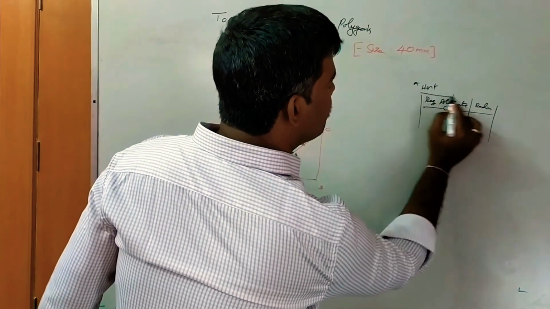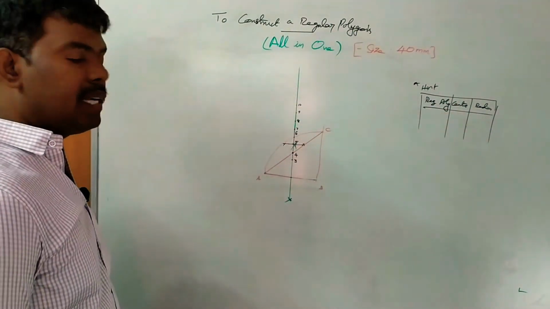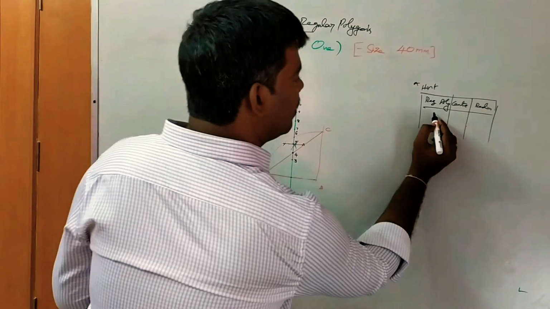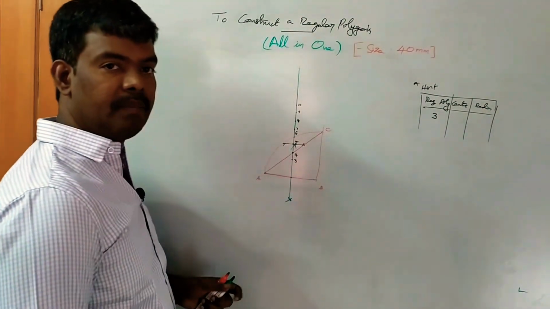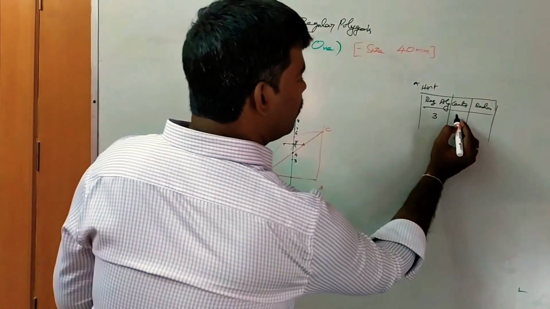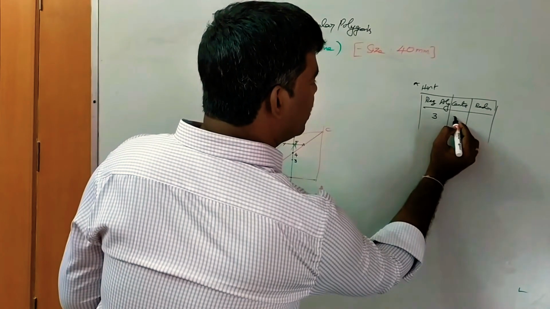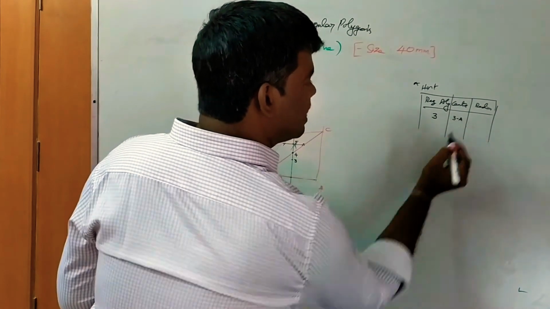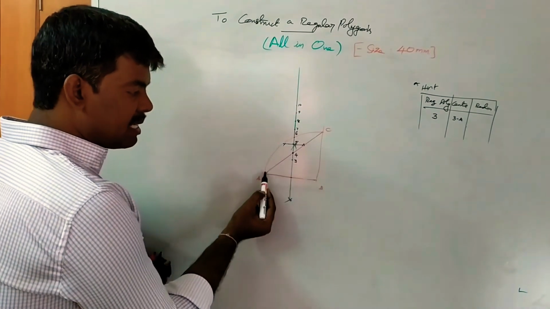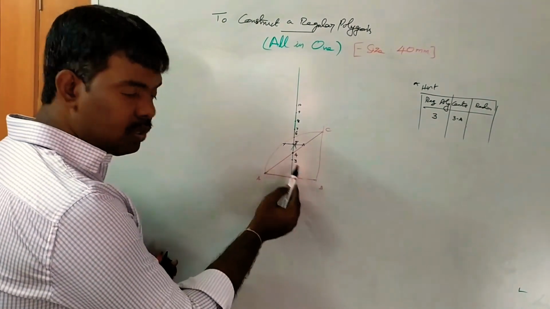Understand? So if you want a regular polygon with 3 sides, that is a triangle. So number 3 to A is the radius. So 3 to A is equal to 3 to B.